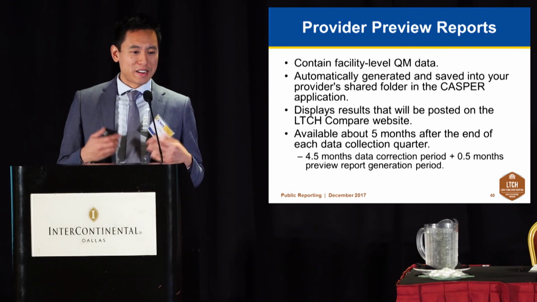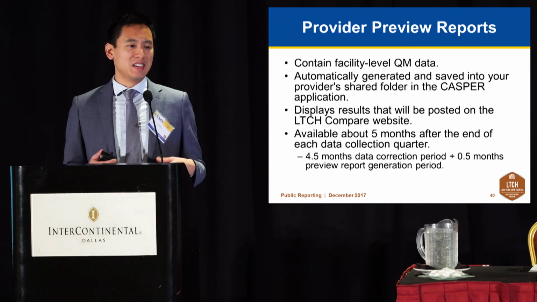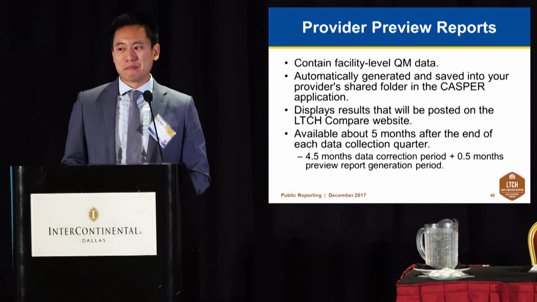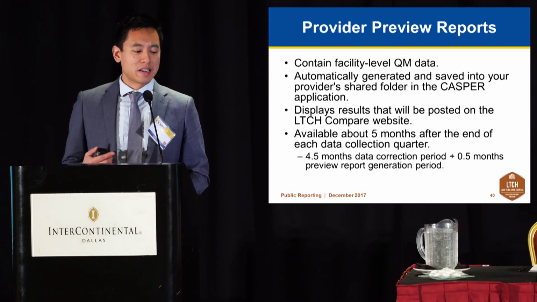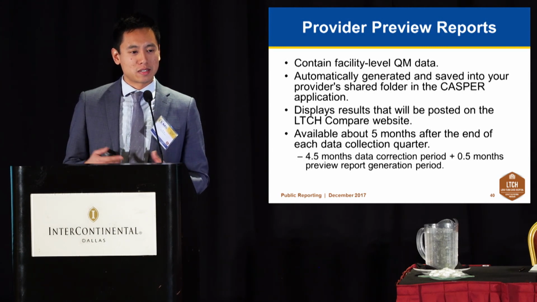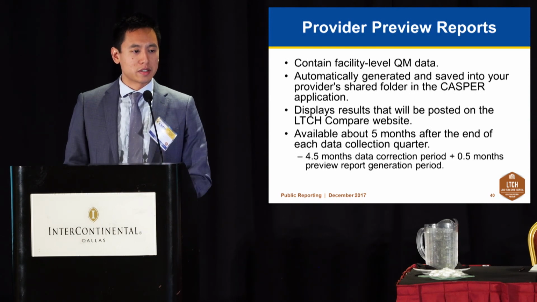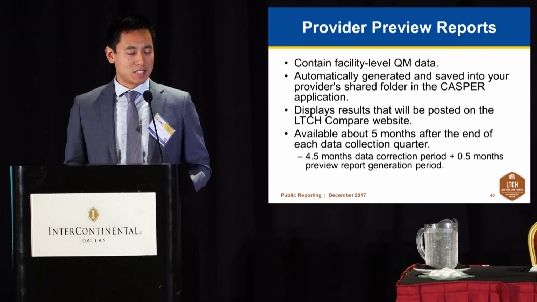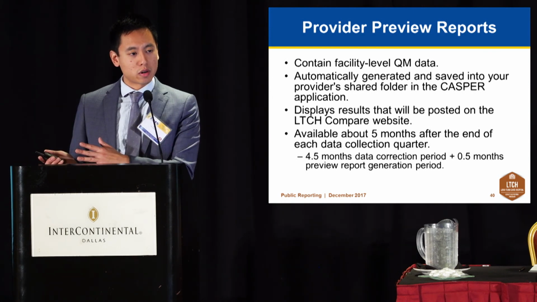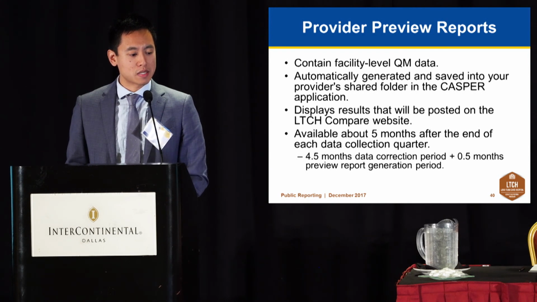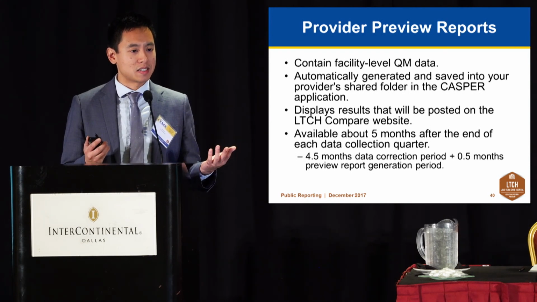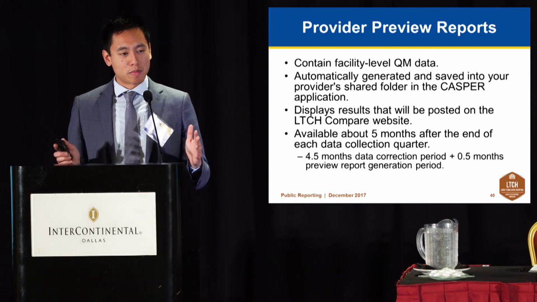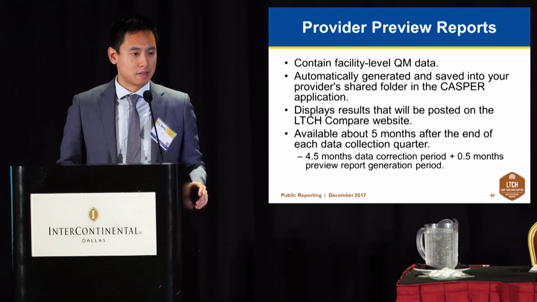So for example, again, quarter 4 2017, the data correction deadline is May 15th, 2018. And it takes about a couple weeks for us to gather the data and put it on these reports. And these provider preview reports are available in the beginning of June of 2018. So once the review period is over, a quarter later it will become posted on the Compare website. So looking back on slide 19: review and correct reports, provider preview reports, Compare website.